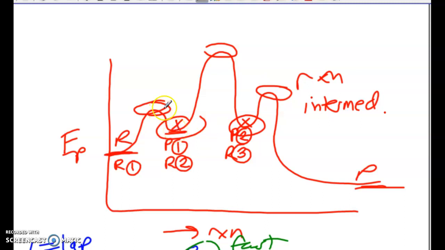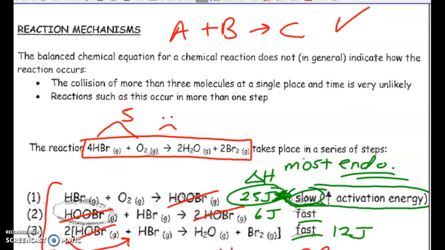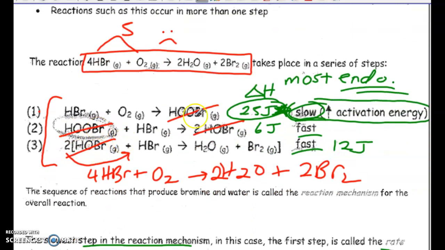So activated complexes are essentially the jumble of atoms in between where bonds are broken. And the valleys are where we have our intermediates that are going to be used up, and they get crossed out in our reaction when we look at the overall process.